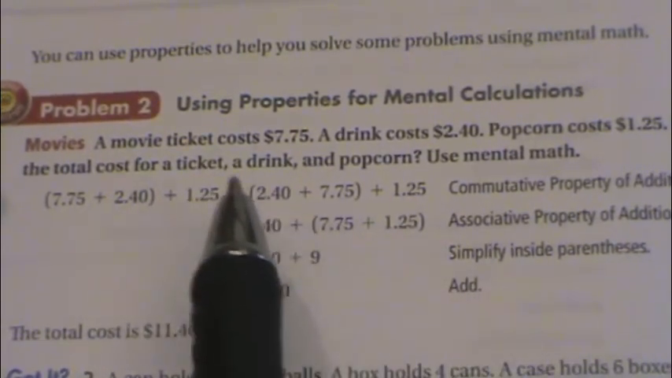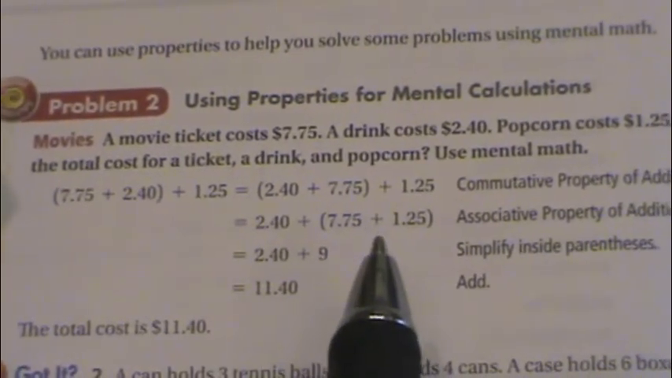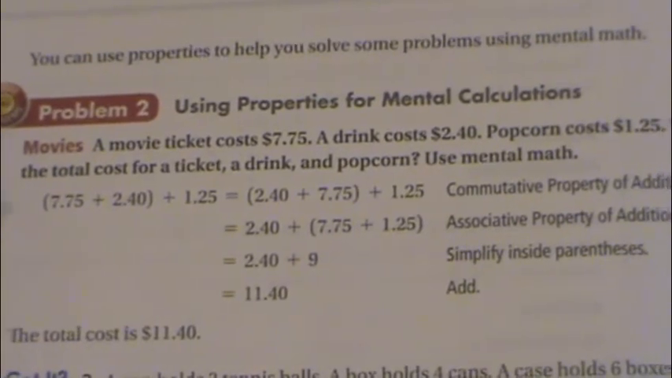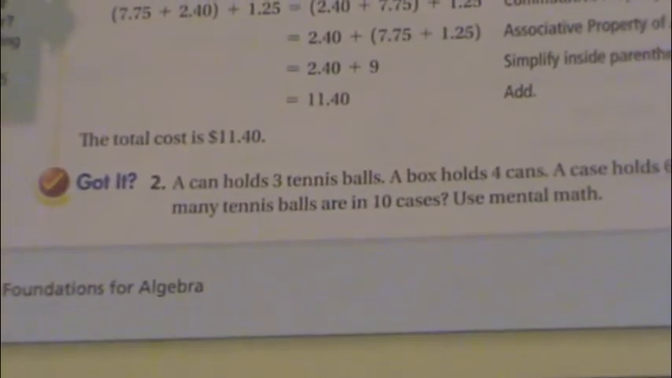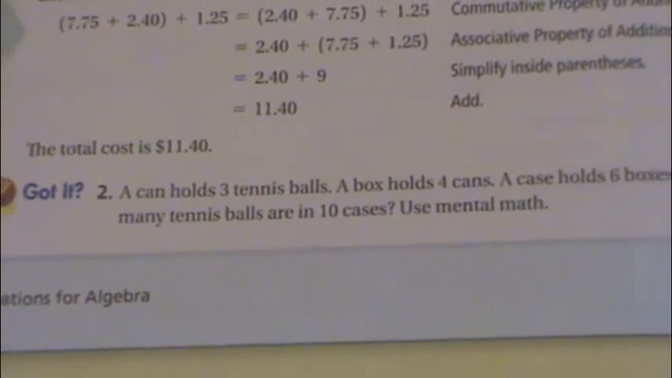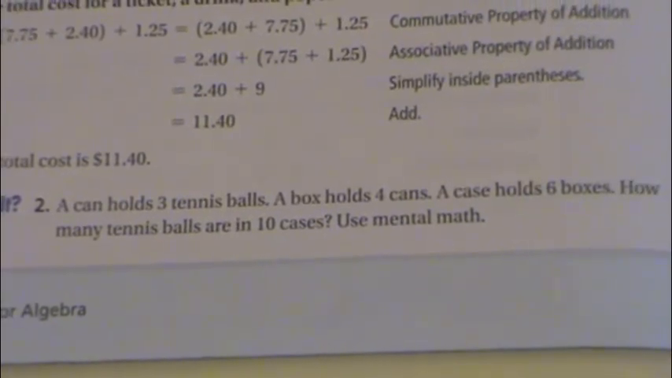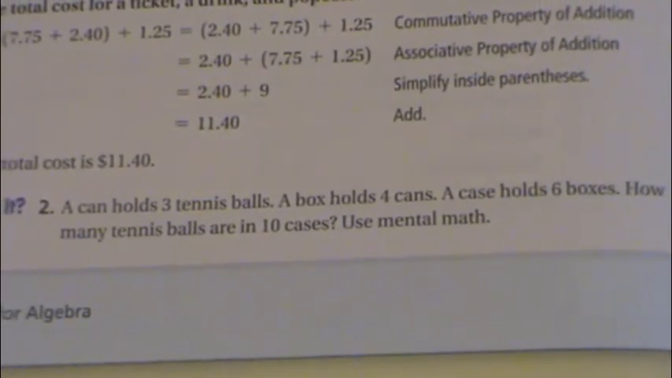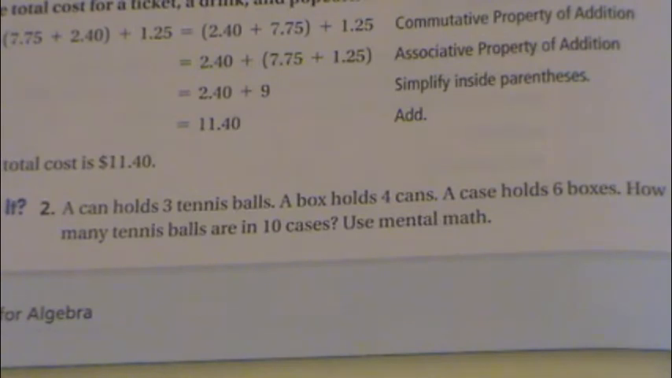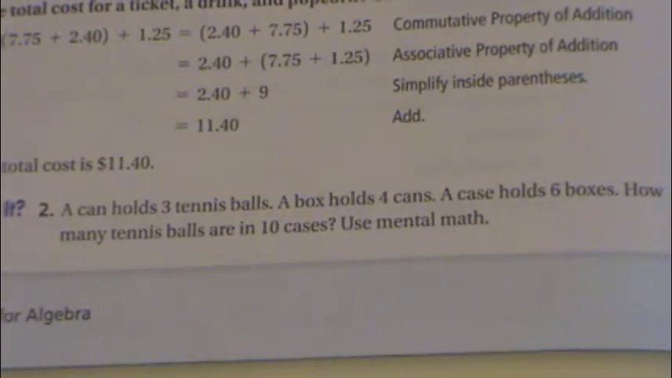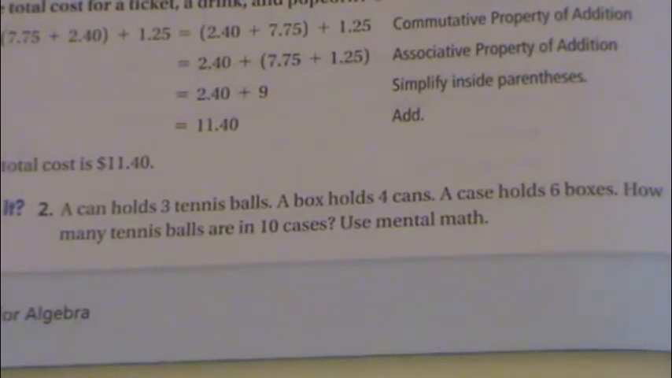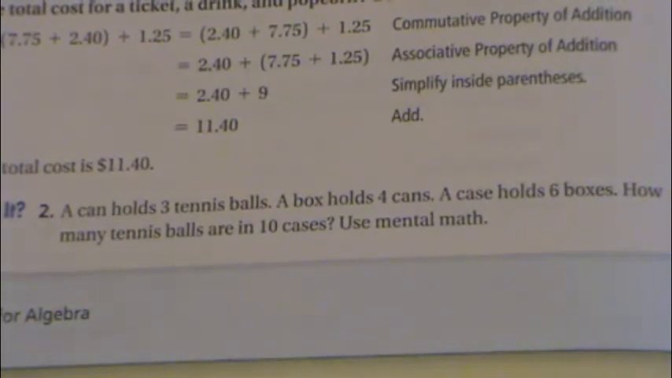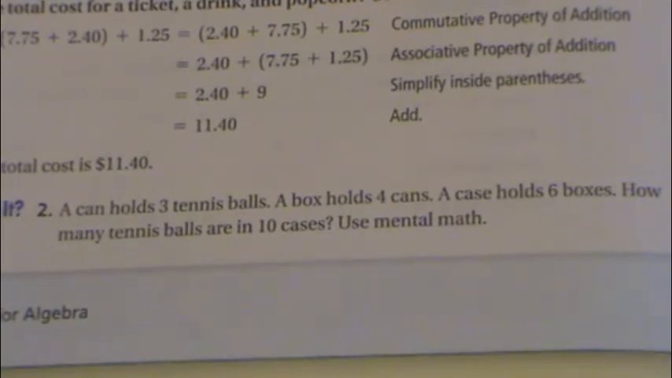So all they want you to do is realize that you can switch things around, and sometimes it makes it easier to figure these out. So please take a look at Got It number 2. Can holds 3 tennis balls, and so on and so on. How many tennis balls are in 10 cases? Use mental math. So the answer that I want from you is, of course, the answer to the problem, but also a little bit about your process. What mental shortcut did you figure out to take?